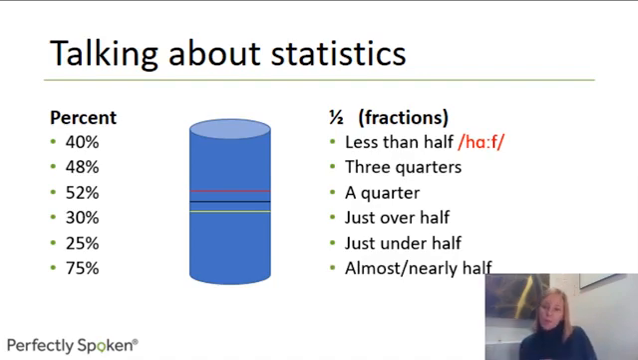And then we've got almost or nearly half. So 48% is also the yellow: not exactly, but nearly or almost. And the same, we've got almost or nearly a third. Almost or nearly a third would be 30%.